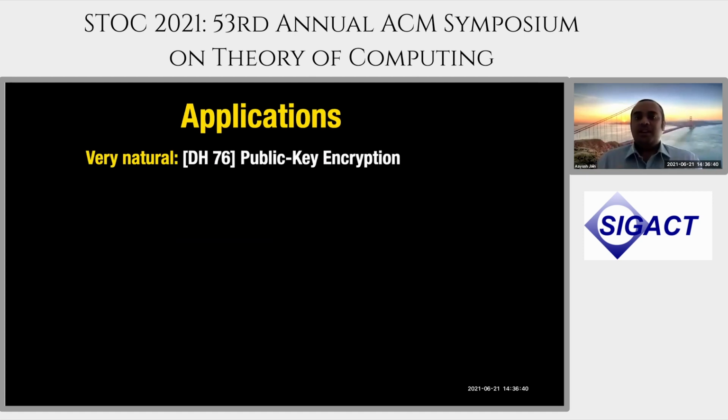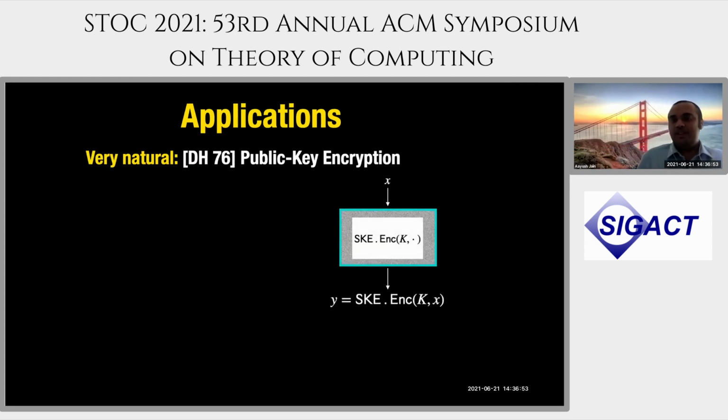There they had an extremely natural application. Back then, they were trying to build public key encryption schemes, and they had a very natural approach using this obfuscation to build a public key encryption scheme. Their idea was, why don't we simply obfuscate a program that takes as input a message X and has a key K for a secret key encryption scheme hardwired, and simply outputs an encryption of that message with that key.